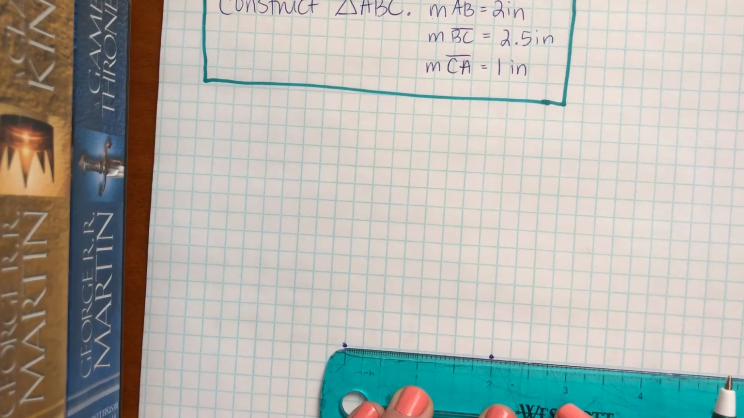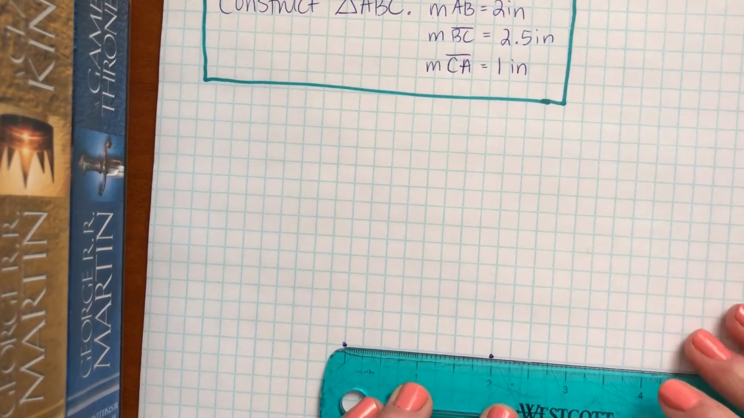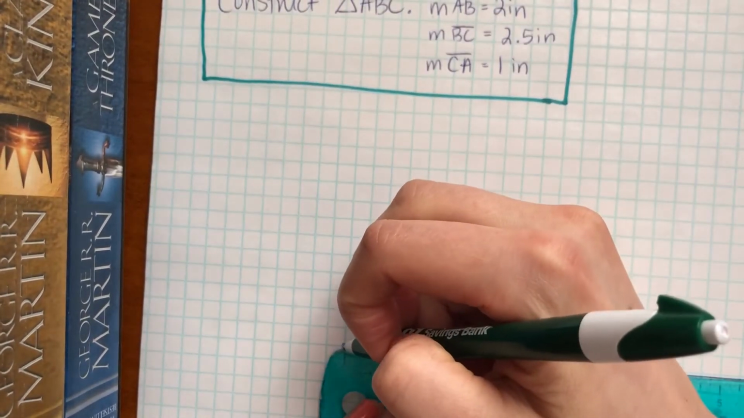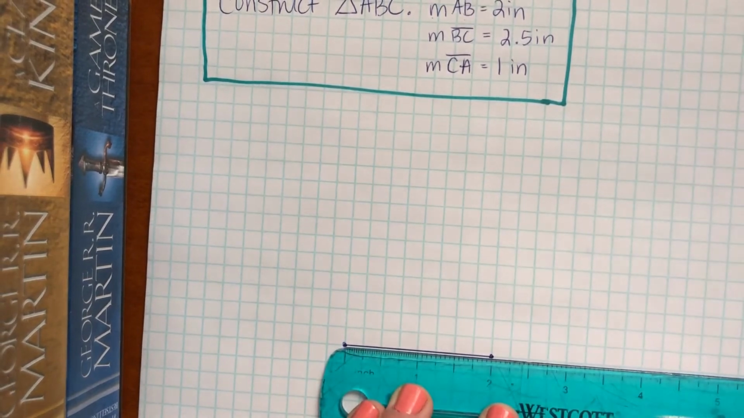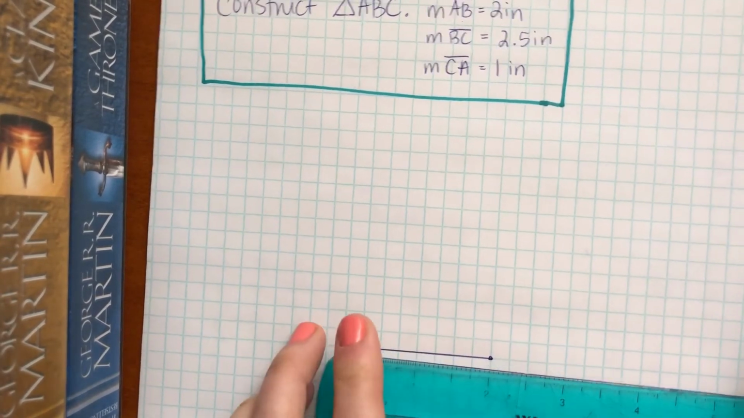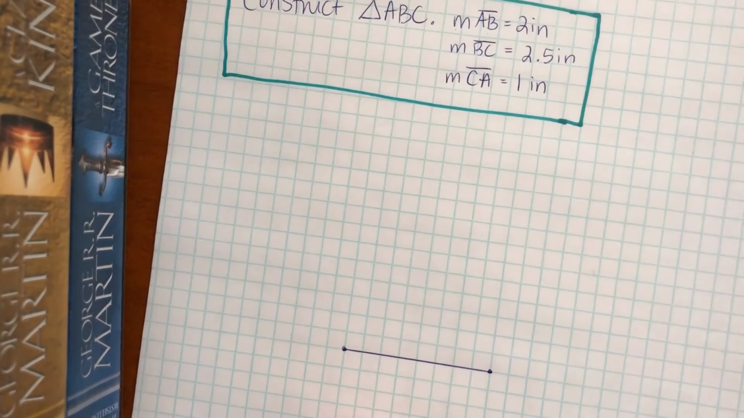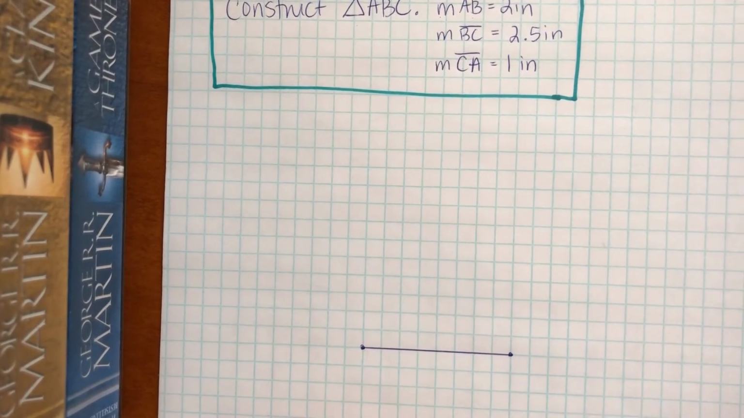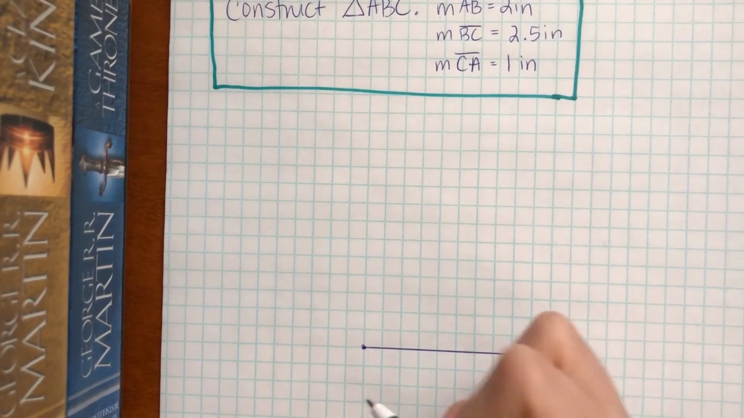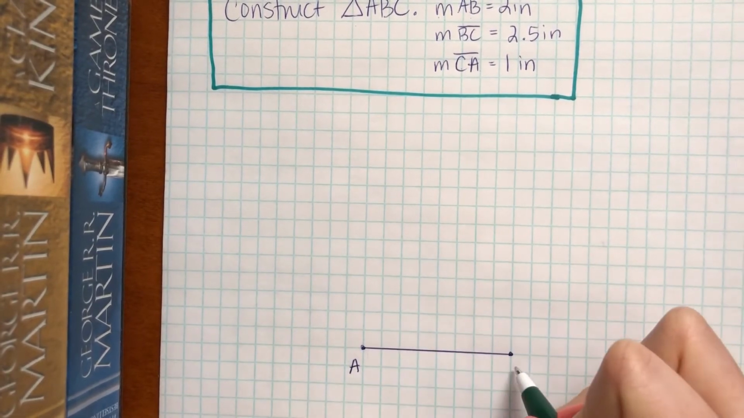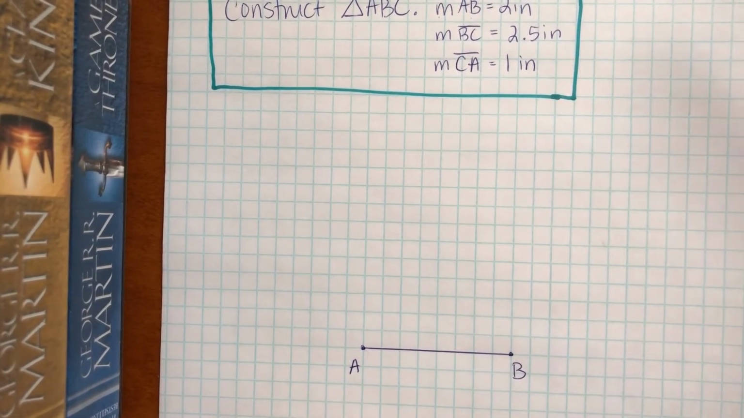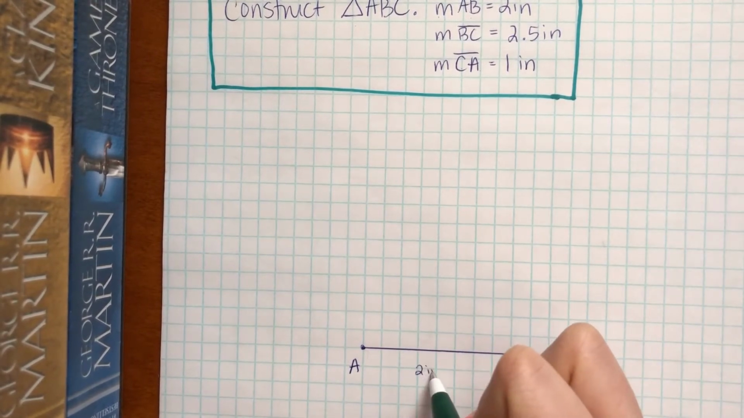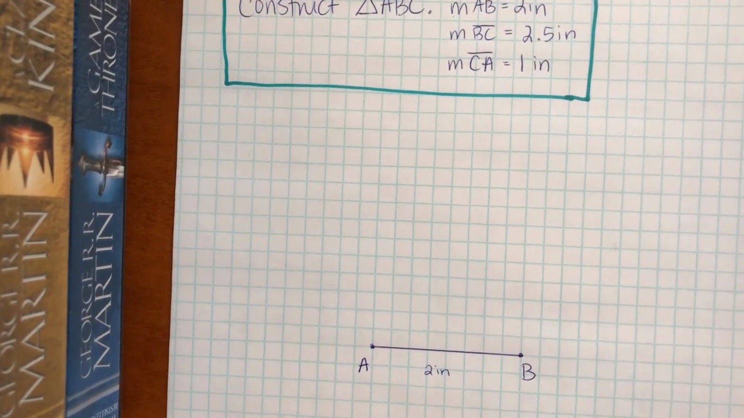I am working in pen because I don't have any sharp pencils at home, but everyone watching this should be doing their work in pencil in case you make a mistake. I've practiced these, so I hopefully will get it right on the first try. So here on my bottom, I should have segment AB, 2 inches long. I'm just going to write that down. That's my 2-inch side.